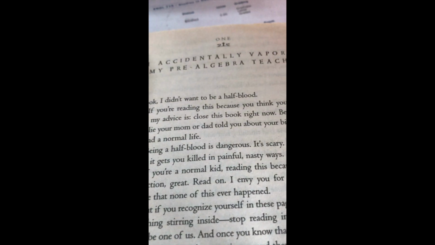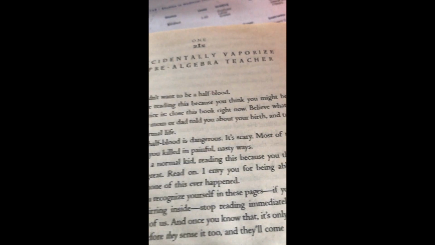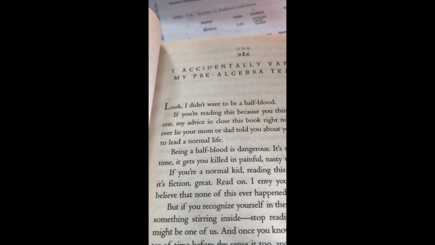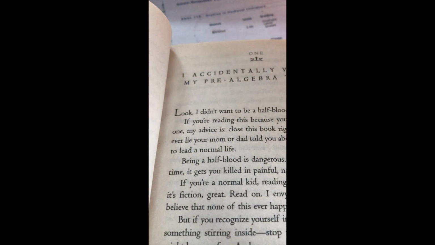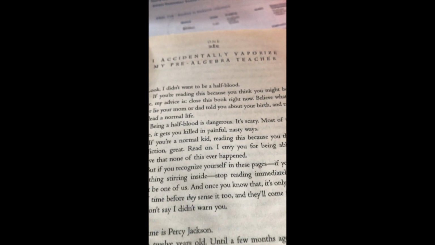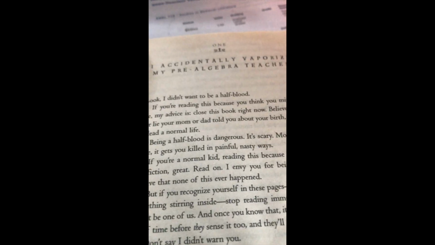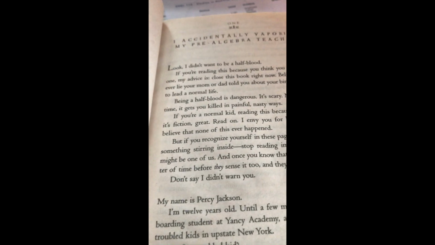"If you're reading this because you think you might be one, my advice is close this book right now. Believe whatever lie your mom or dad told you about your birth and try to lead a normal life. Close this book right now." I'm getting chills up my spine, okay? That is an example of suspense. Are you going to close the book? No, because I want to know what a half-blood is.